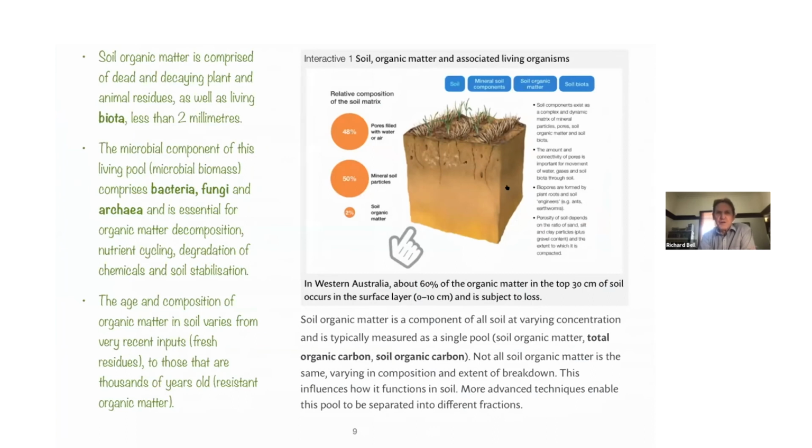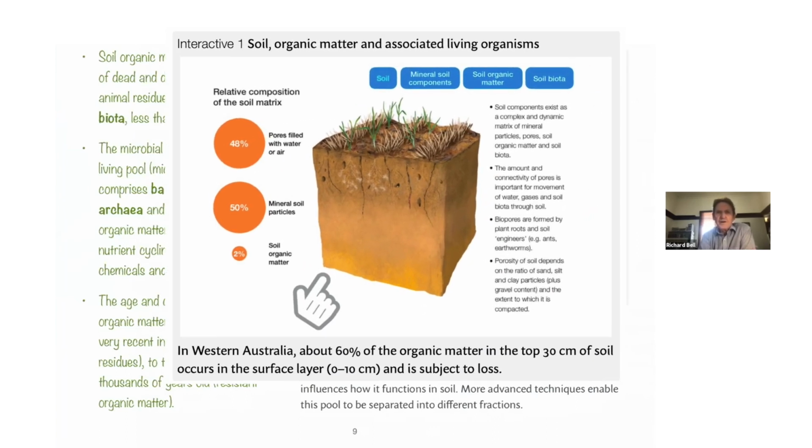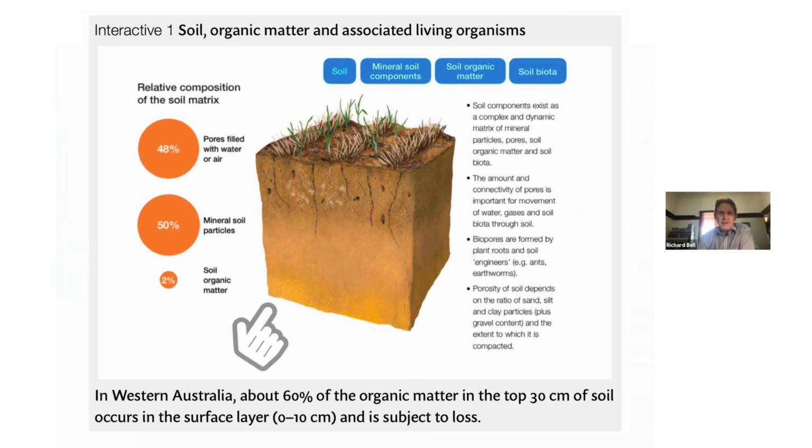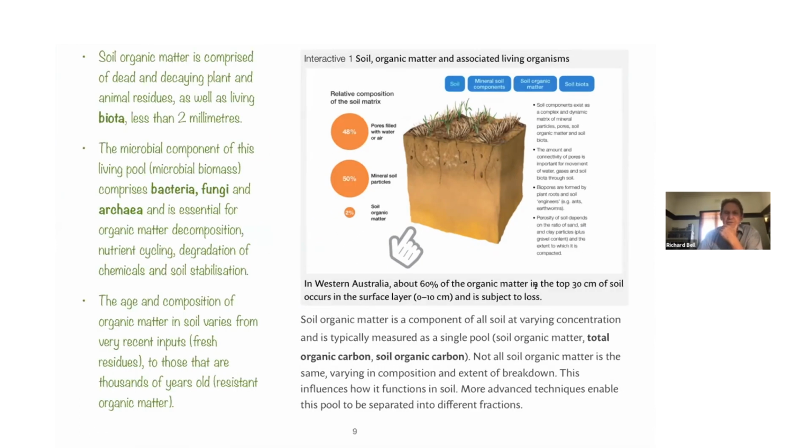If we look at a soil profile, we find that most of the carbon is in the upper layer, the upper 10 or 15 centimetres. In fact, 60% of the organic matter in the upper 30 centimetres is in that 0 to 10 centimetre layer. And of course, it's subject to loss there from erosion and from decomposition.